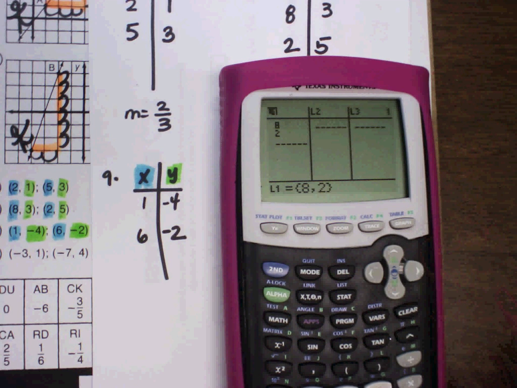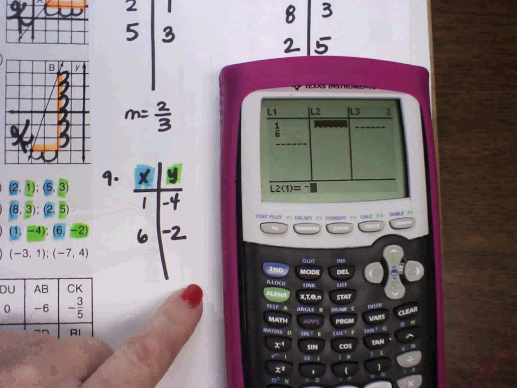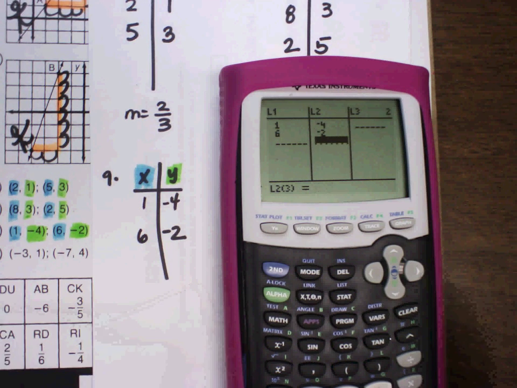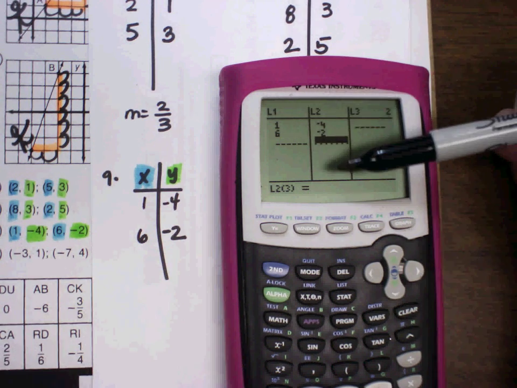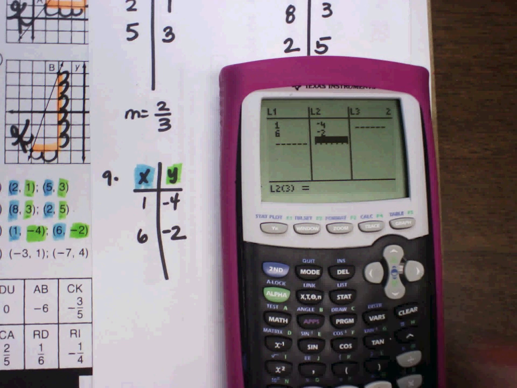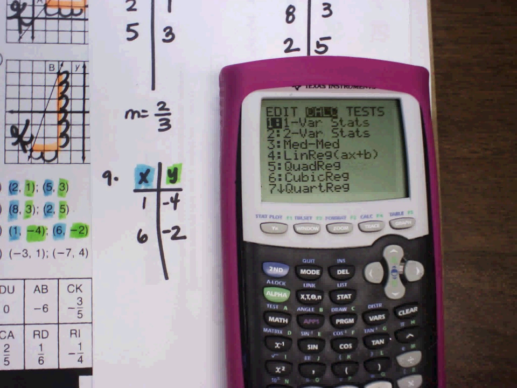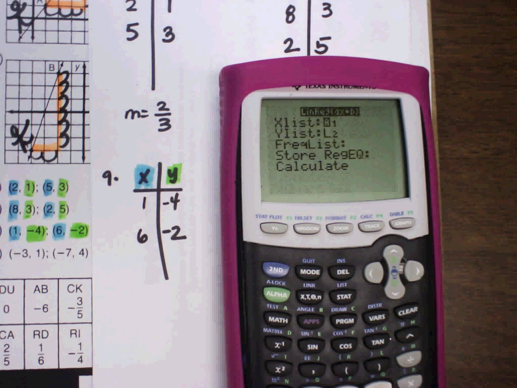Yes? All right, so what are my x's? 1, enter, 6, and enter. -4 and -2. Make sure you got them right. 1, 6, -4, -2. We got them. Okay, where do we go now? Back to stat. But I'm going to go where? To calc. And then 4. And then all the way to the end. And my slope would be 0.4. Very good.